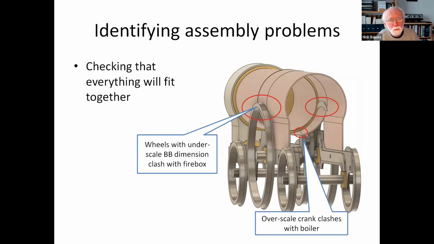And by making a computer model of the loco, I was able to identify some potential clashes. For example, there's one highlighted here and over there. That comes about because the back-to-back dimension of O gauge fine scale is actually smaller than it really ought to be. If you're modeling in Scale 7, stop laughing now. This was fine scale.